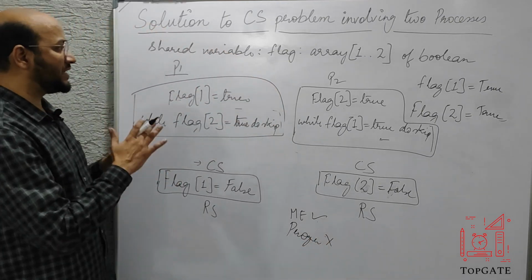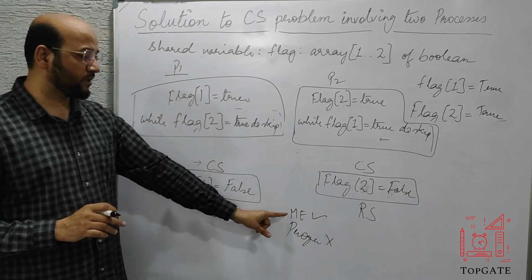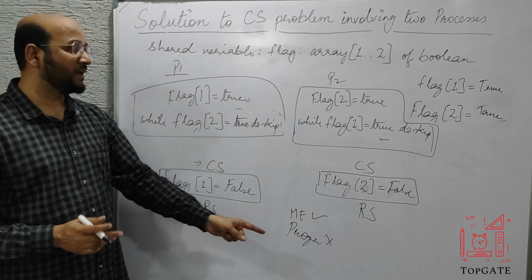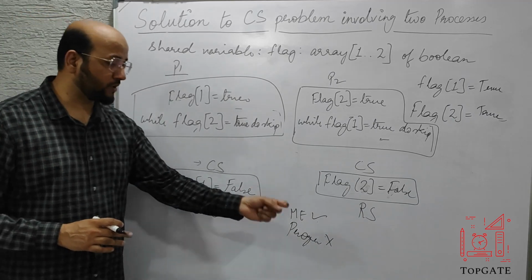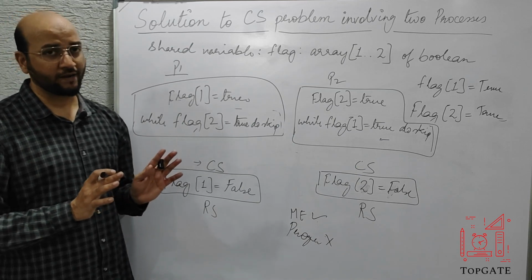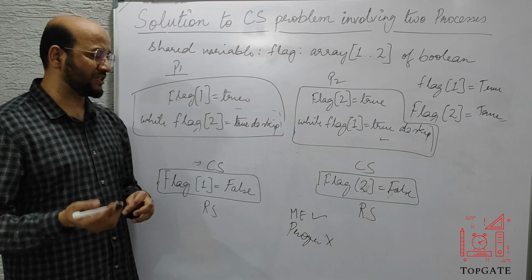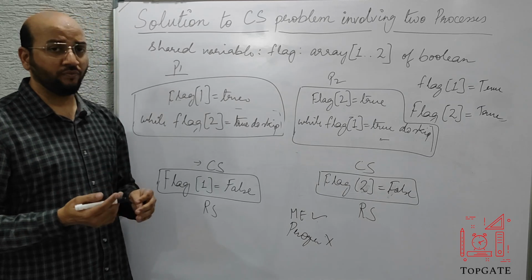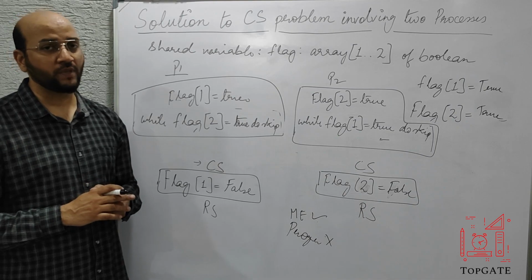Clear? So for the second solution, we have two variants. In the first variant, mutual exclusion was not satisfied. In the second variant, mutual exclusion was satisfied, but progress was not satisfied. Hence, this solution is also not correct. Clear? So in the next video, I'll try to give you one more solution, and then we'll see whether that solution satisfies all those three requirements or not. Clear? Thank you so much.